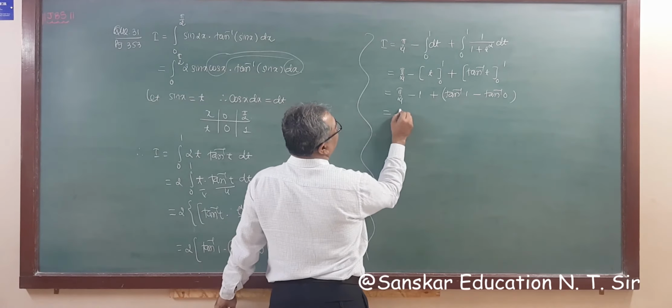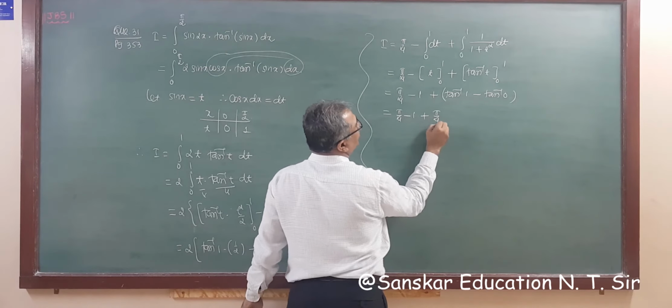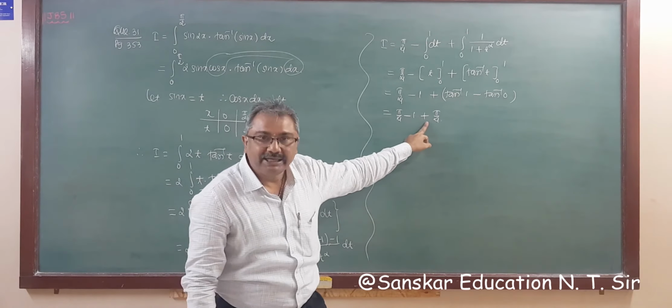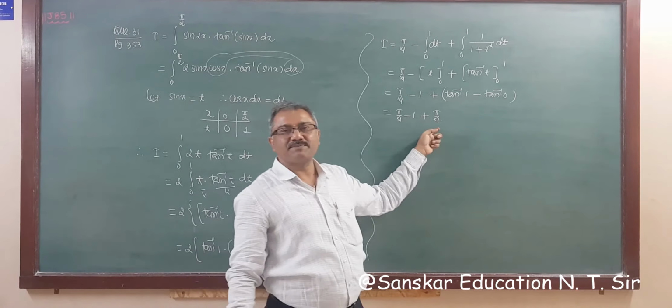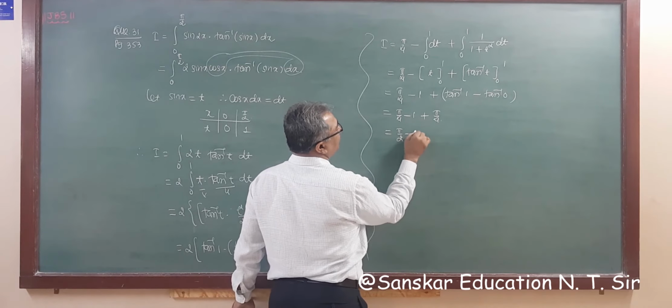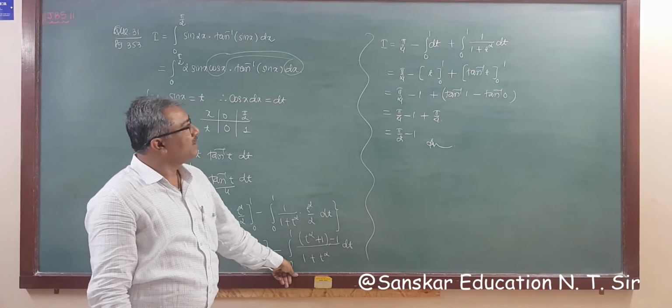So we get pi by 4 minus 1 plus pi by 4. So pi by 4 means 45, 45 plus 45, 90. So pi by 4 plus pi by 4 is pi by 2, minus 1. That is your final answer. So pi by 2 minus 1 is your answer, right?